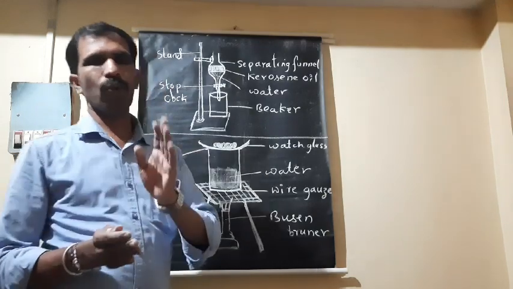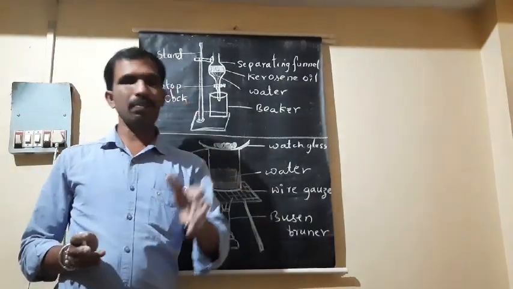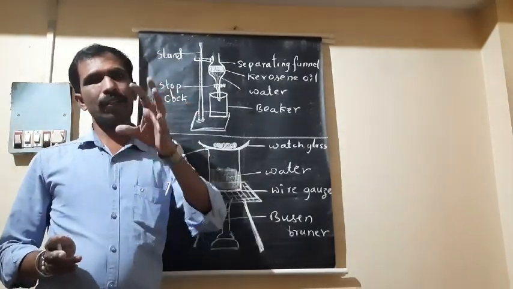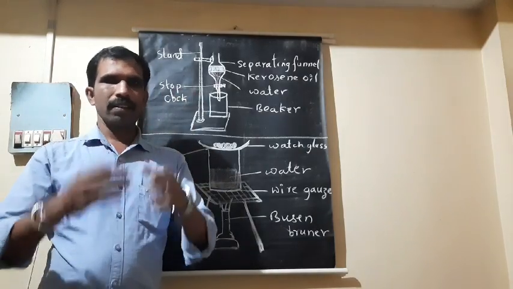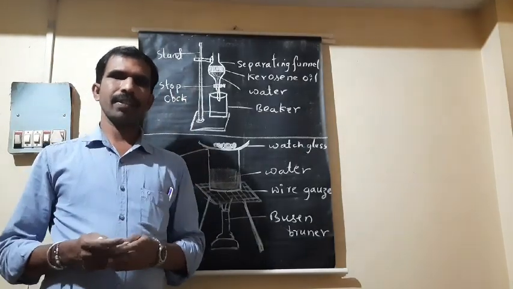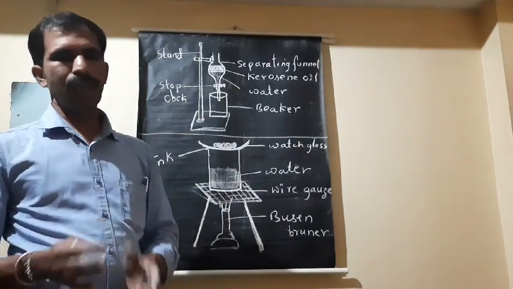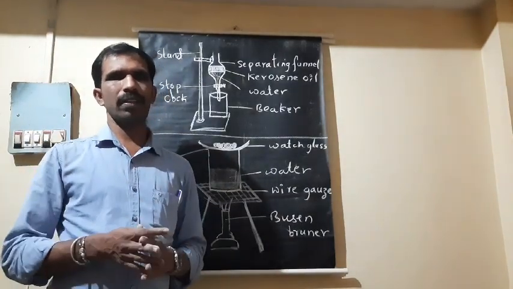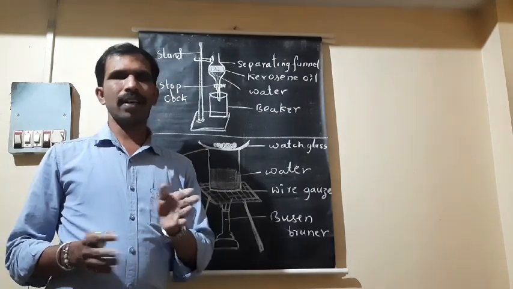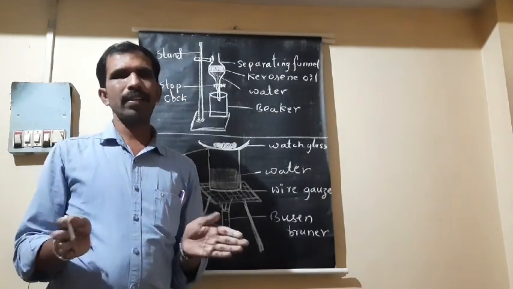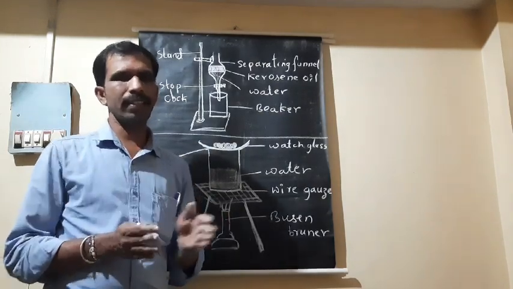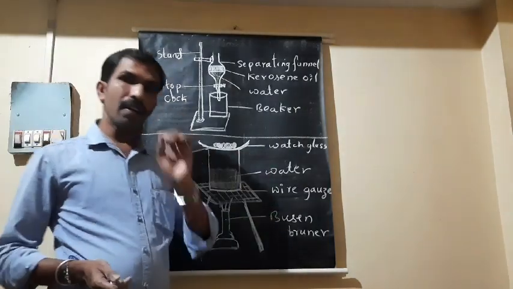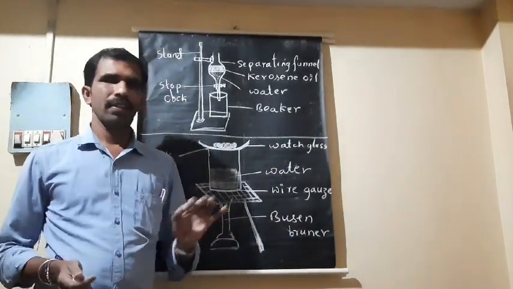Try to understand. Miscible liquids are the liquids which mix with each other easily, like water and alcohol. If you mix water and alcohol, they mix together uniformly. Like that, petrol and diesel can also be mixed easily.